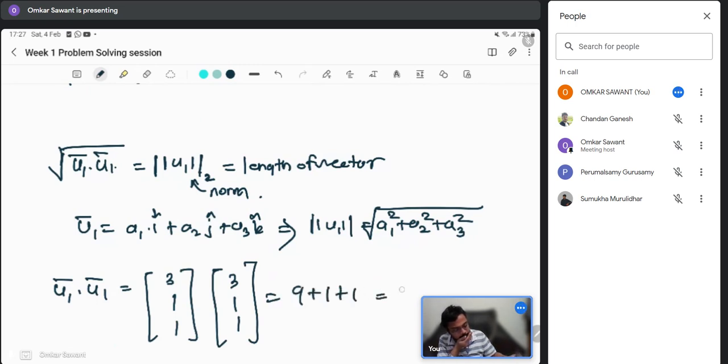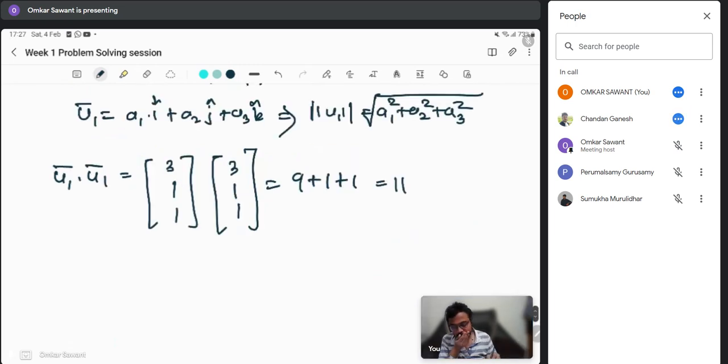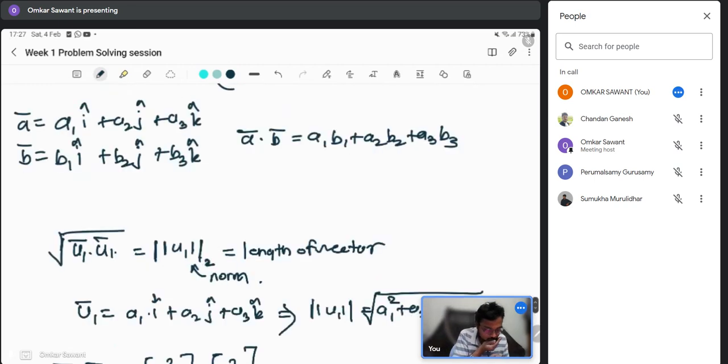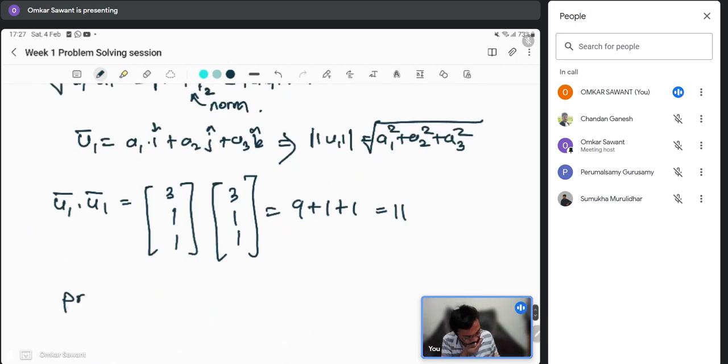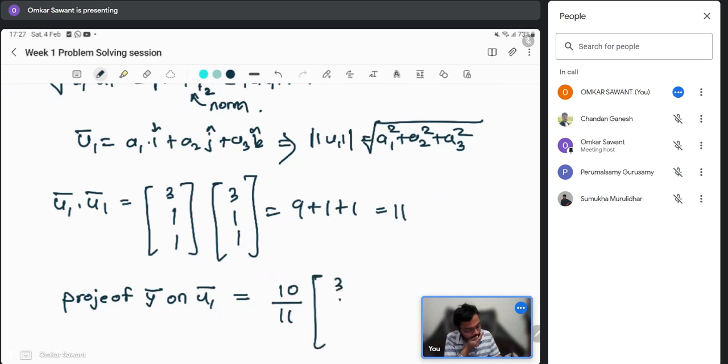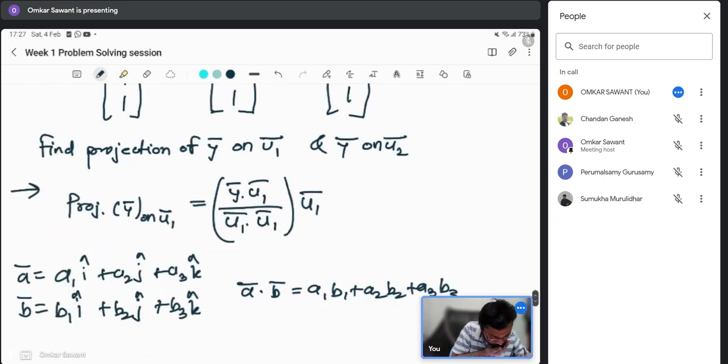It is 11, right? Yes, sir. So what will be the value now? Projection of y bar on u1 bar, right? Correct? Yes, sir. Okay, whatever I have taught you now, is it clear?